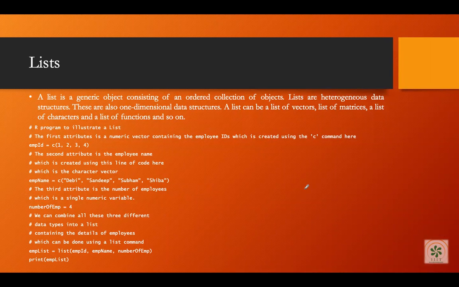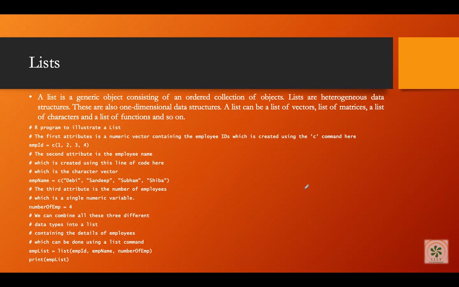Now, what is a list? A list is a generic object consisting of an ordered collection of objects. Lists are heterogeneous data structures, which are also one-dimensional data structures. A list can be a list of vectors, a list of matrices, or a list of characters. A list could be a combination of any type of data type.